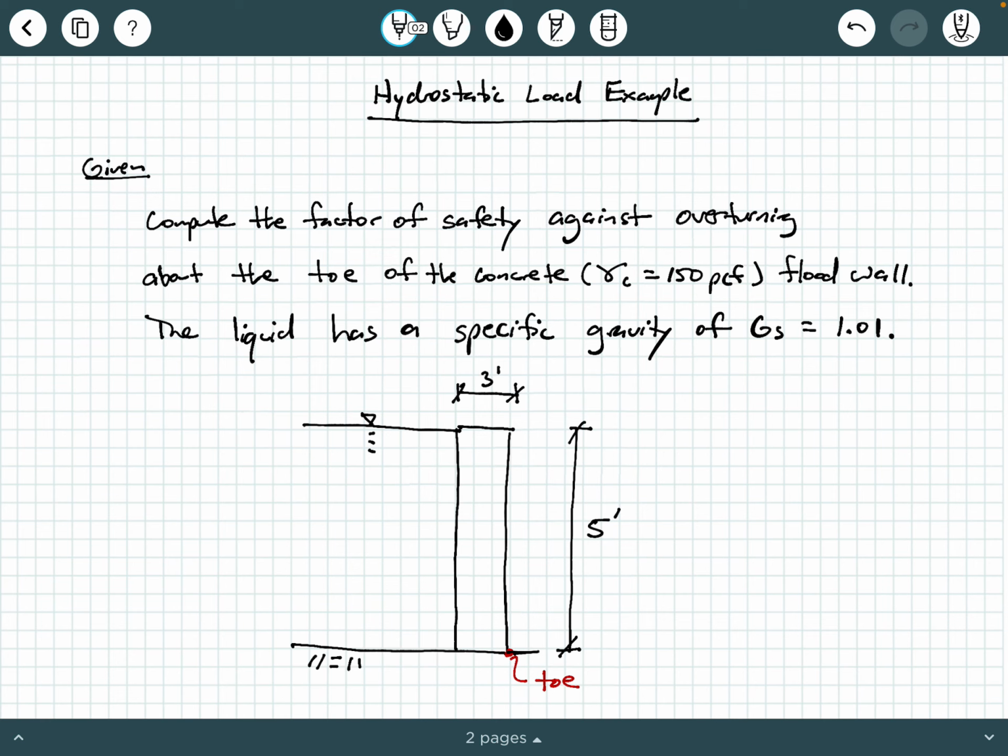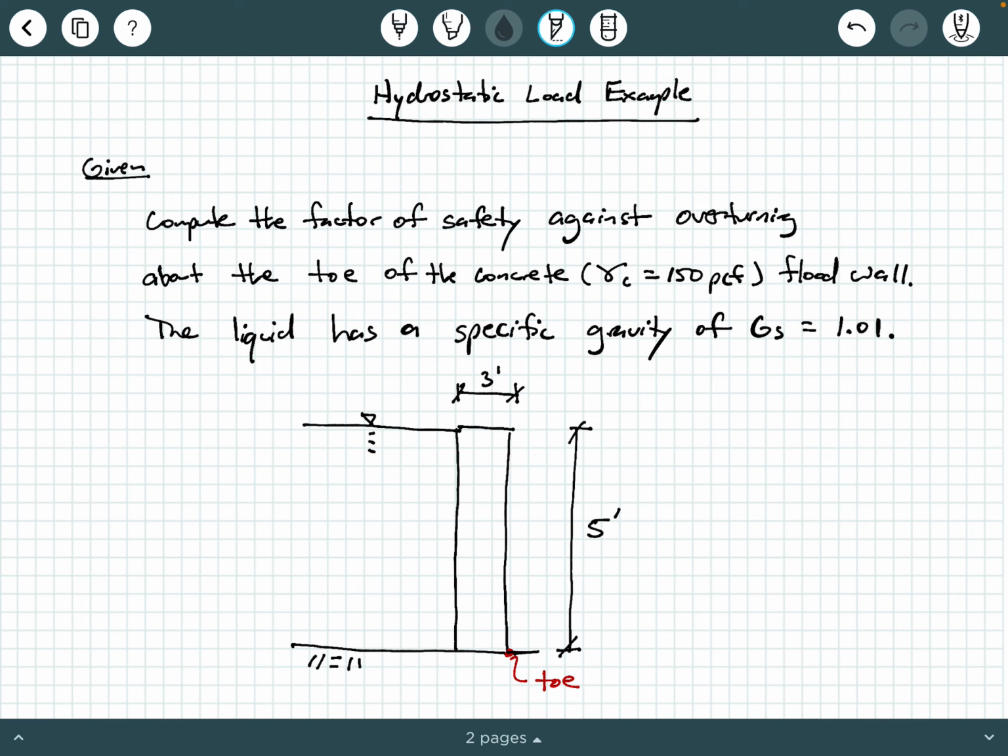In this given statement, we are told to compute the factor of safety against overturning about the toe of the concrete flood wall. We're given a unit weight of concrete of 150 pounds per cubic foot, that's the PCF. And we're told that the liquid being retained behind this flood wall has a specific gravity of G sub S equals 1.01. So let's take a look at this.